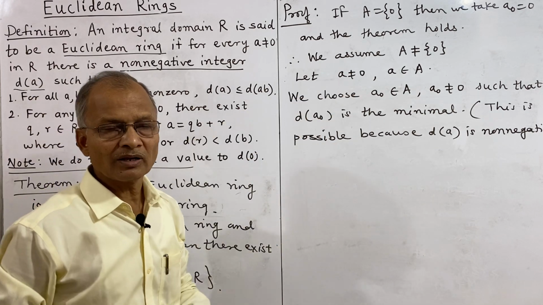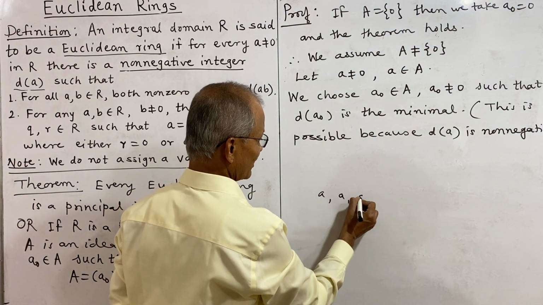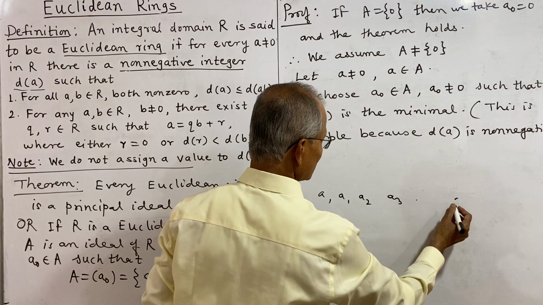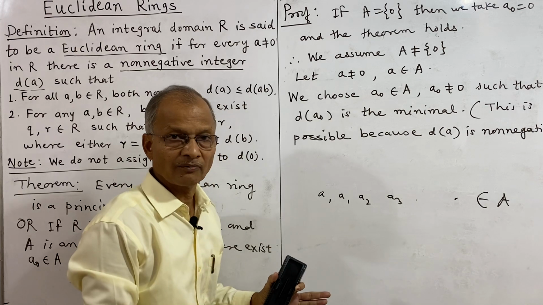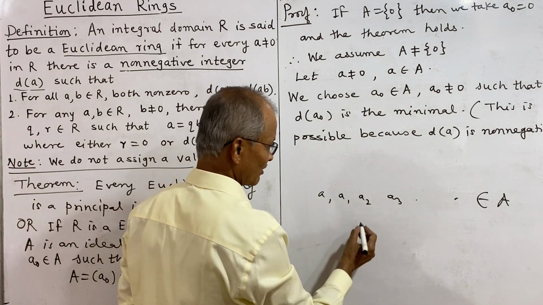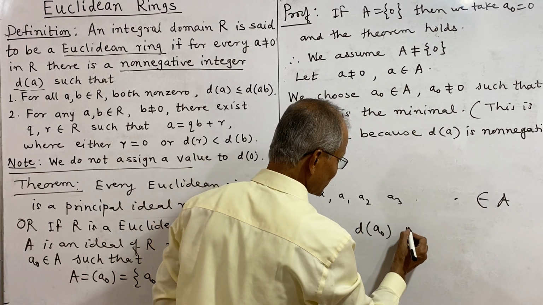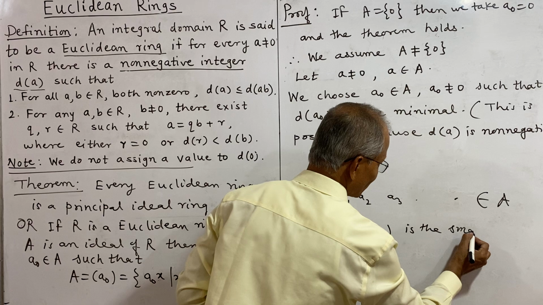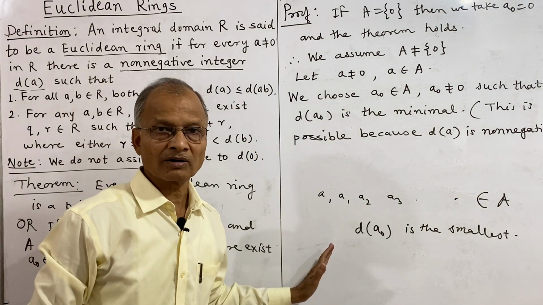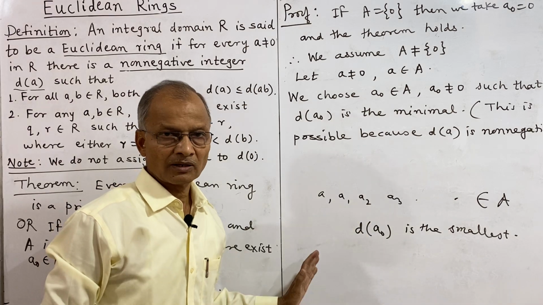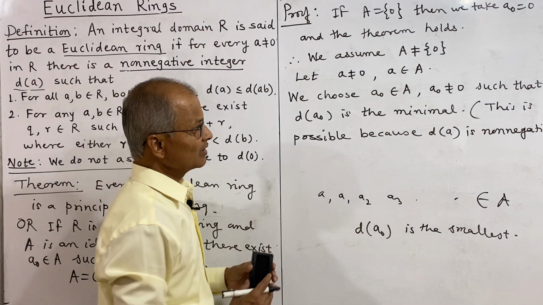There are many non-zero elements in A, say a, a1, a2, etc. And these are all elements belonging to A, non-zero elements, and they have certain d values, d of a, d of a1, d of a0. We select that value such that d of a0 is the smallest value, and this can be done by the well ordering principle. We can arrange it in descending order or ascending order and then pick up the smallest. So this is possible.